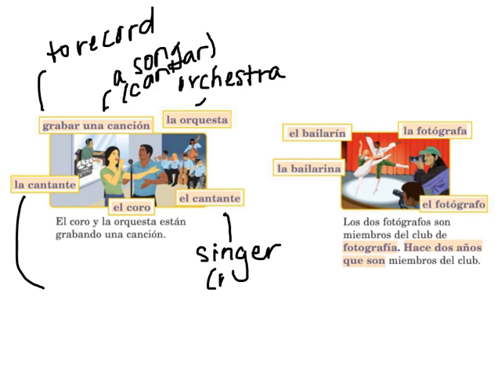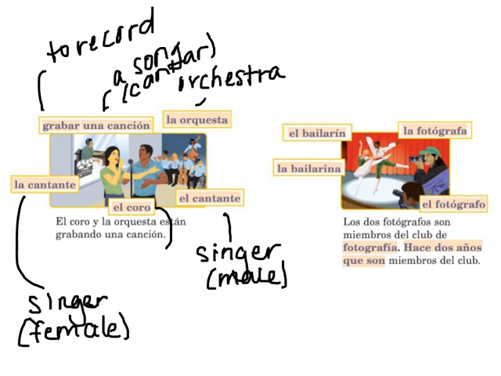El cantante is obviously a male, whereas la cantante would be a female singer. You can tell by the el and the la. El coro is choir. Y aquí dice, el coro y la orquesta están grabando una canción. The choir and the orchestra are recording. Remember, we use -ando with the verb estar for something that's happening right now.